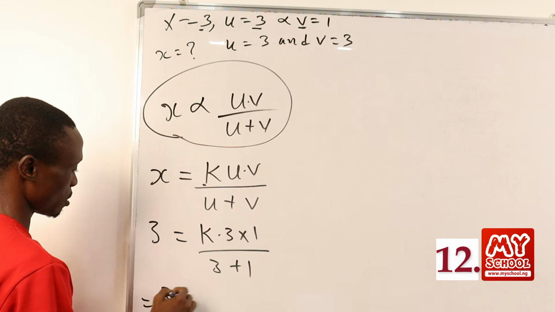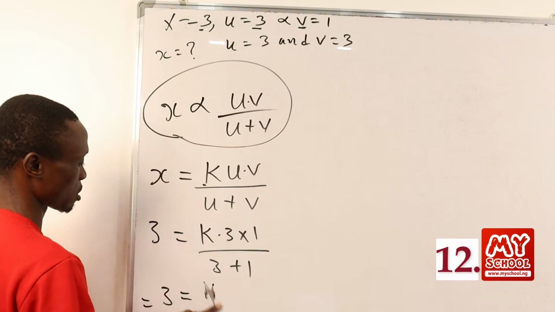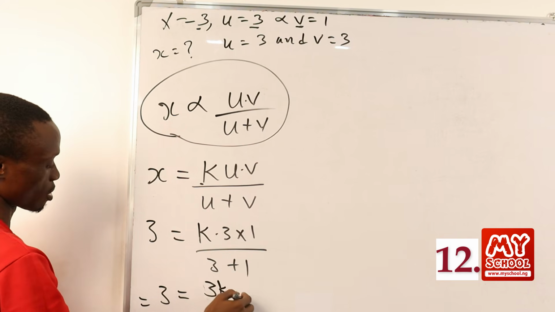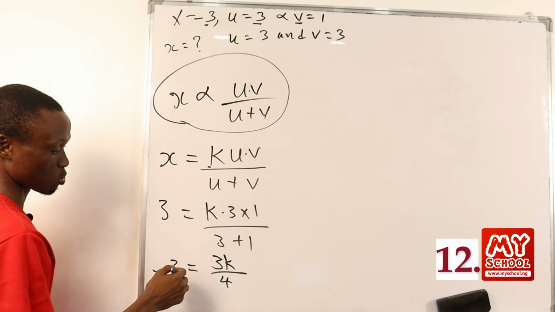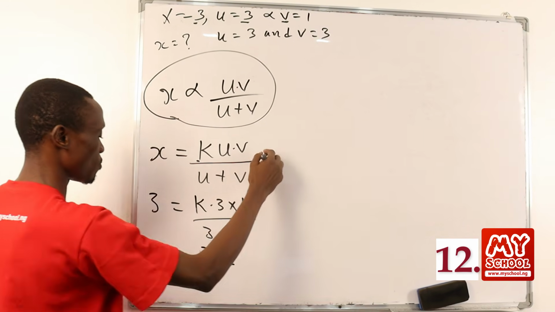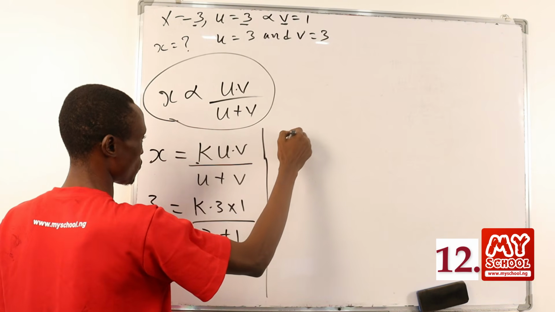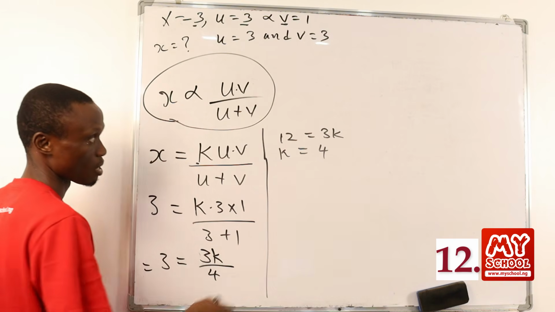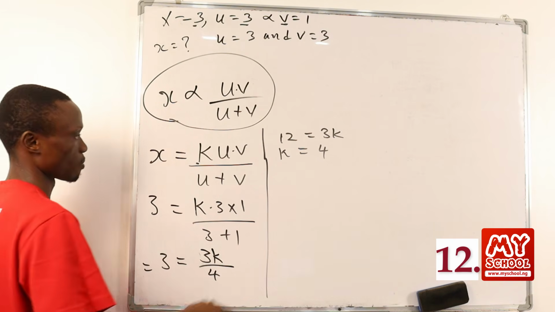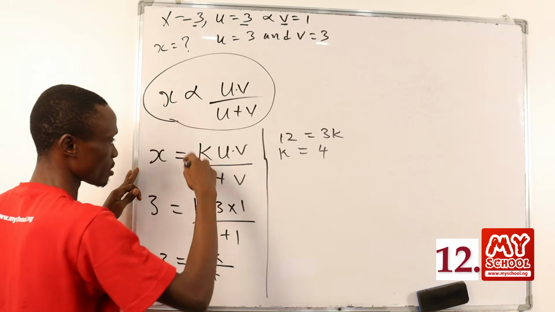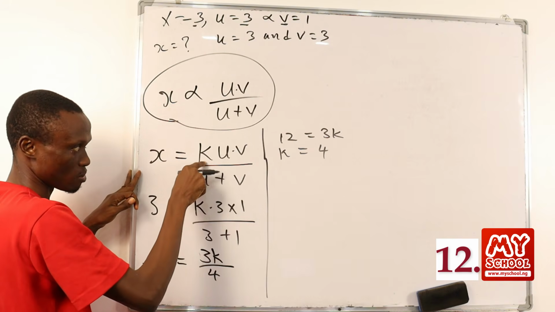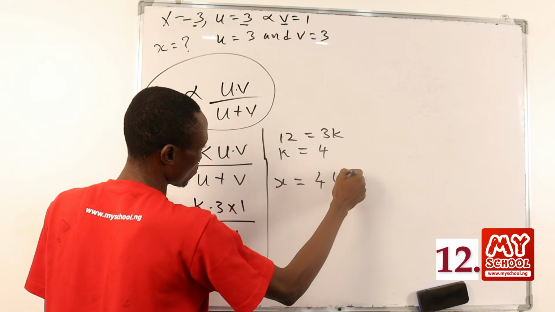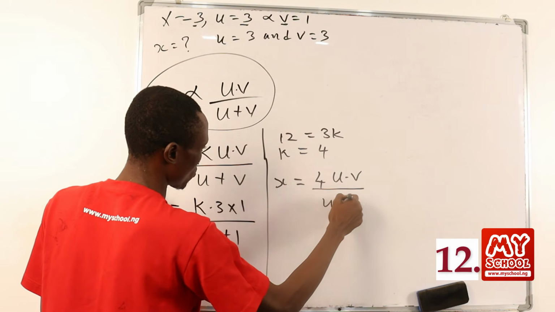So here we have 3 is equals to k or 3k, okay, because 3 times k times 1 is 3k. Then all over here is 4. So we just cross multiply. So if we cross multiply, we'll be having 12 is equals to 3k, so that k is equals to 4. That is, we divide both sides by the coefficient of k. Okay, so now we rewrite this equation, but then we now introduce the value of k. So s is now equals to 4 u times v all over u plus v.